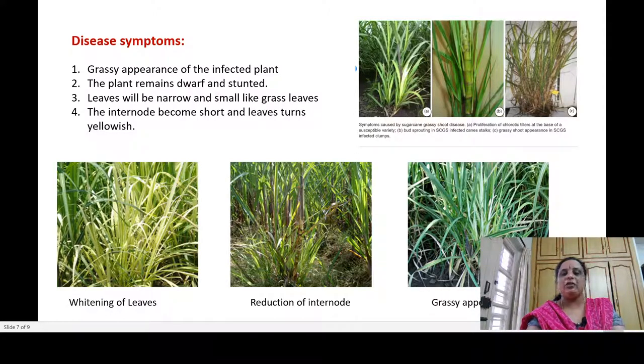The leaves will be narrow. As you can see here in this image, the leaves become very small, grass-like, and narrow. Internodes become very short. Initially they are yellowish or whitish, and the plant may not grow very tall. It remains like other ordinary grasses. Hence the disease is named grassy shoot of sugarcane. This is due to a mycoplasma like organism, transmitted through Aphis indosecchari.